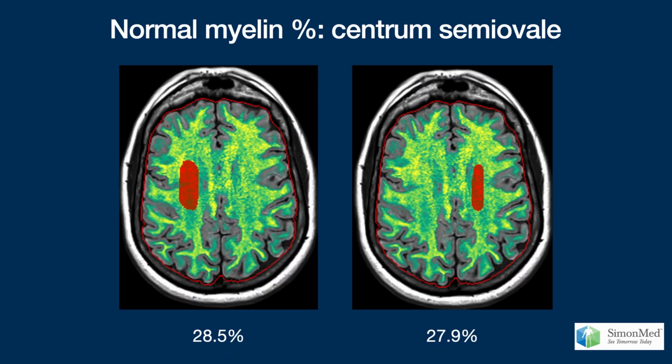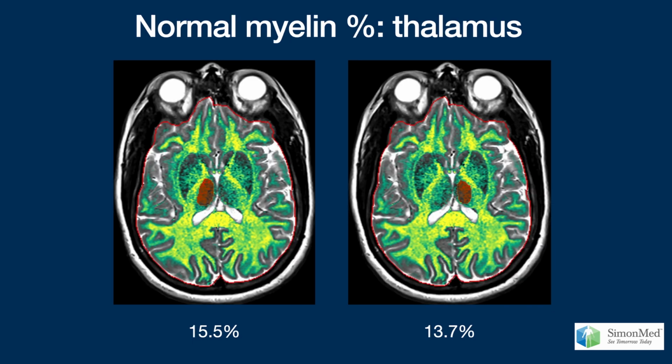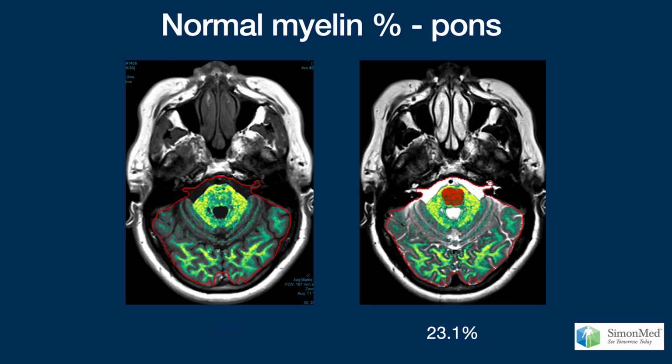I don't use ROIs for routine purposes, but this gives you a rough idea of what to expect in the Centrum Semiovale. Thalami. And Pons.